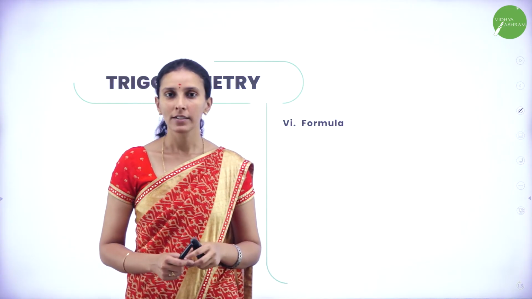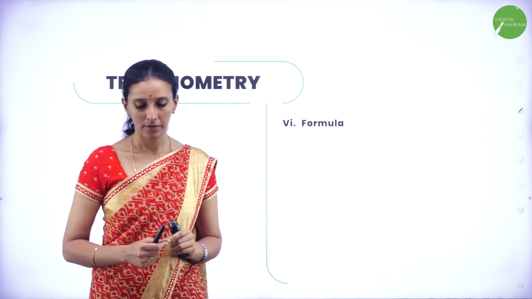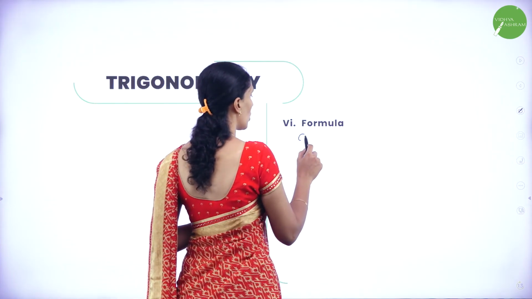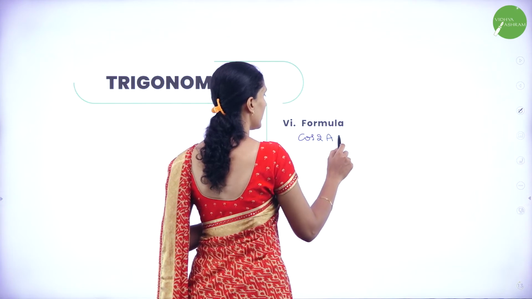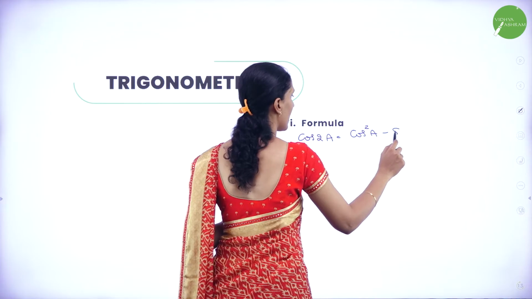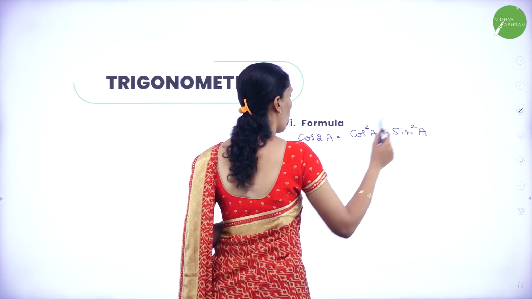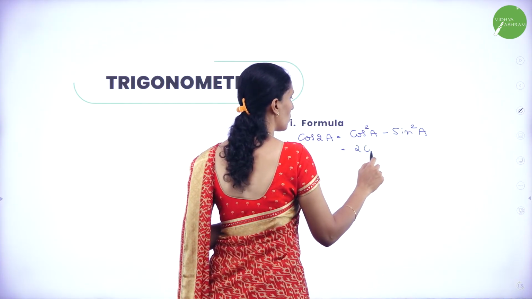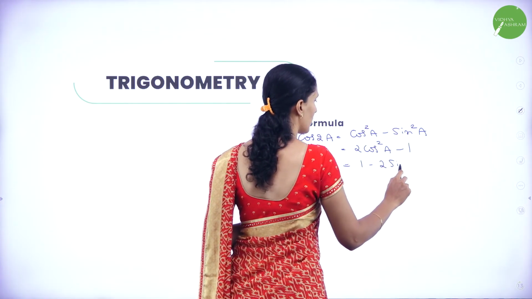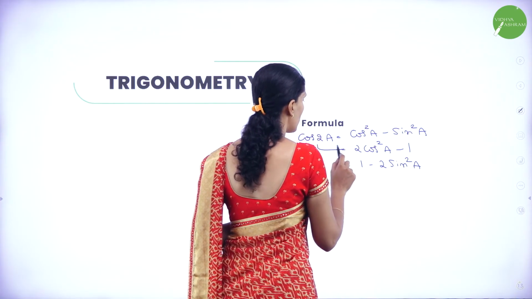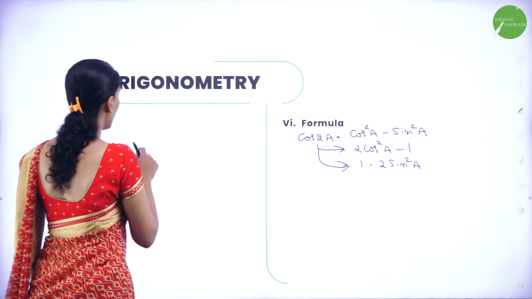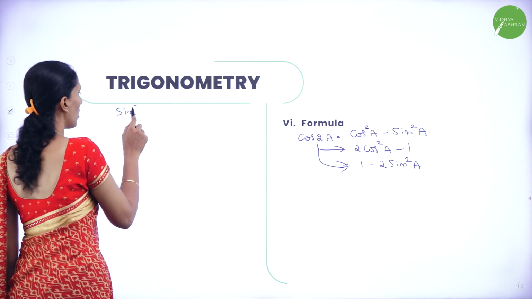Next, along with this, we have a few more results which are obtained from multiple angles. So we know that cos 2A is nothing but cos square A minus sine square A, or it can be written as 2 cos square A minus 1, or it is 1 minus 2 sine square A. So based on these results, we have the formulas for sine square A and cos square A.